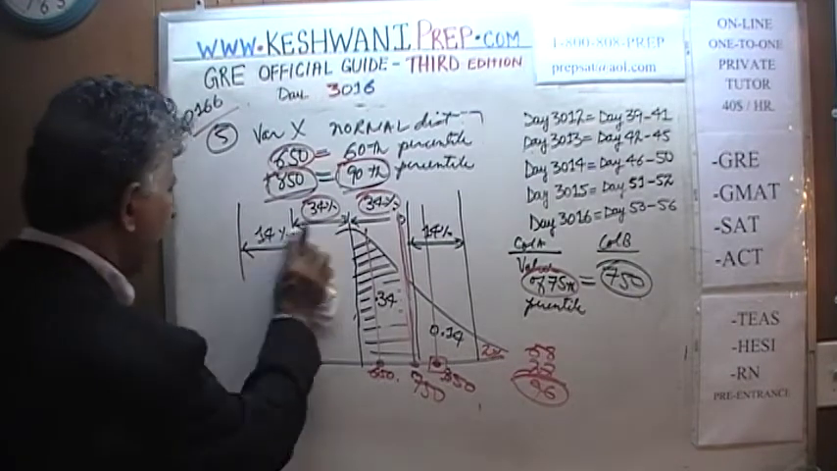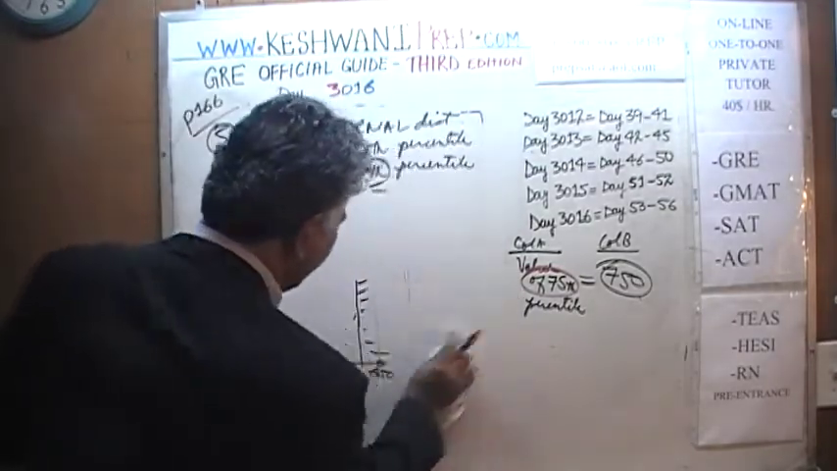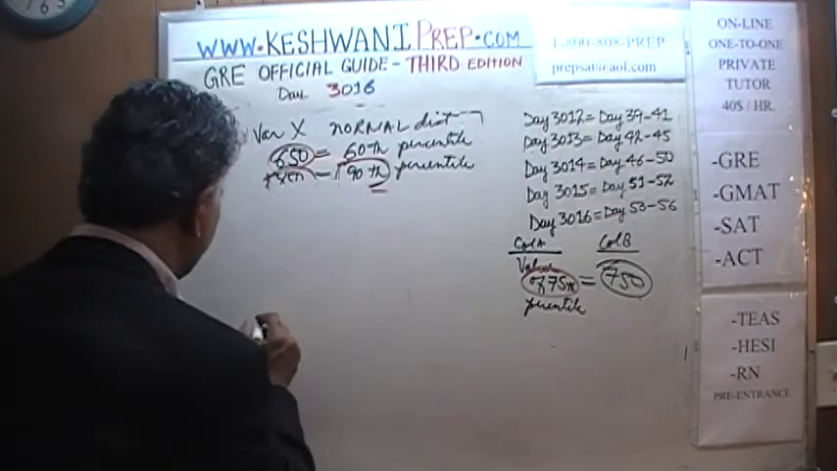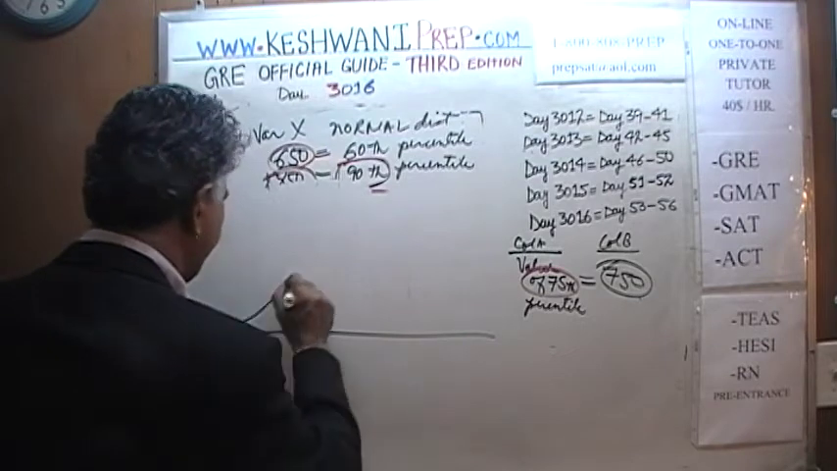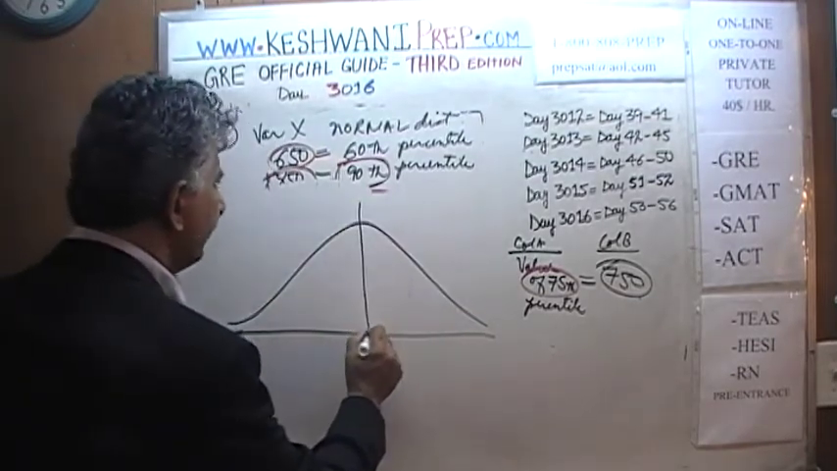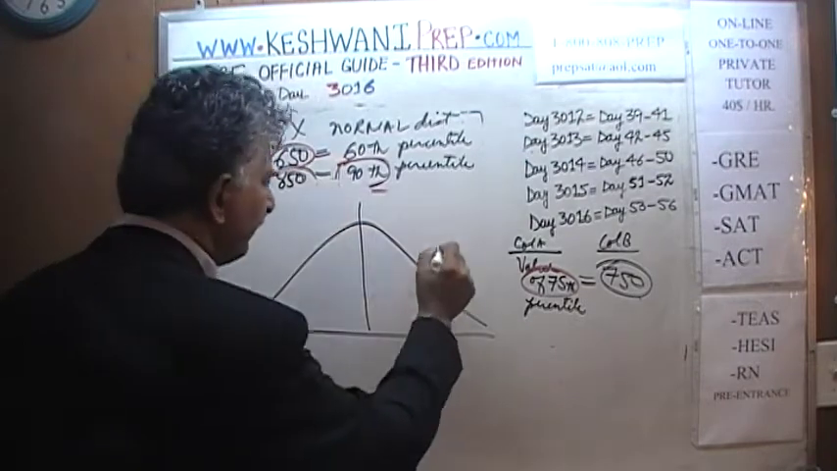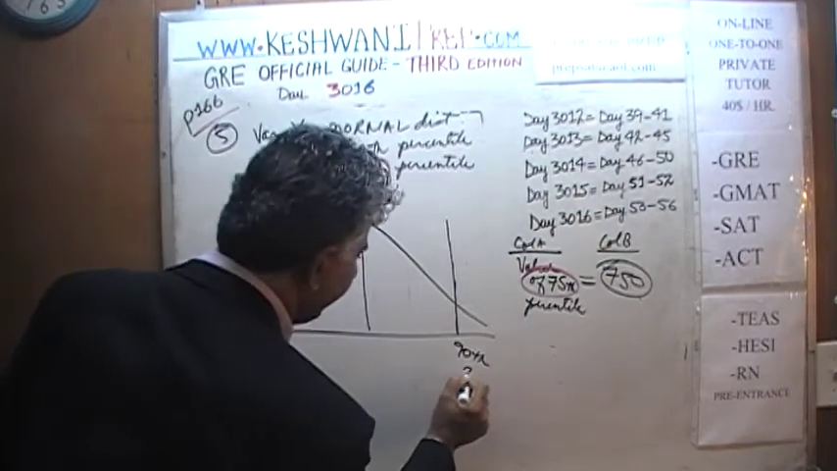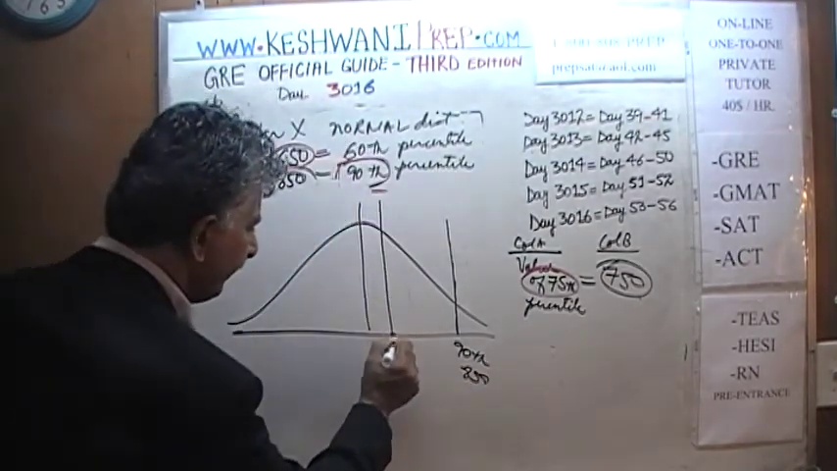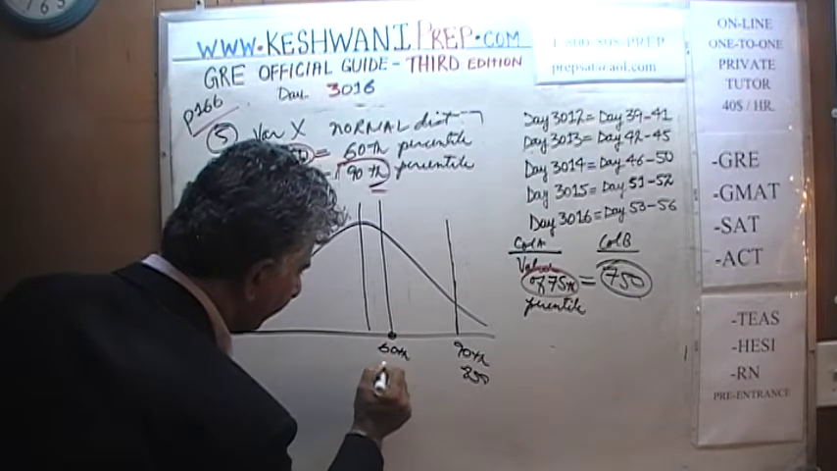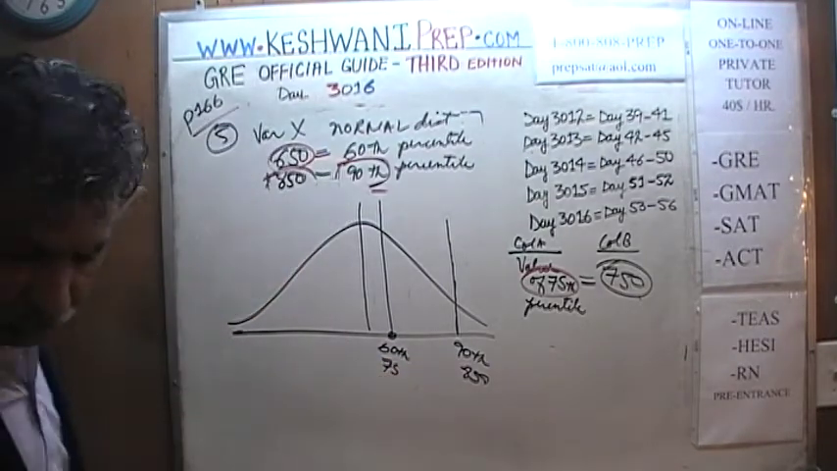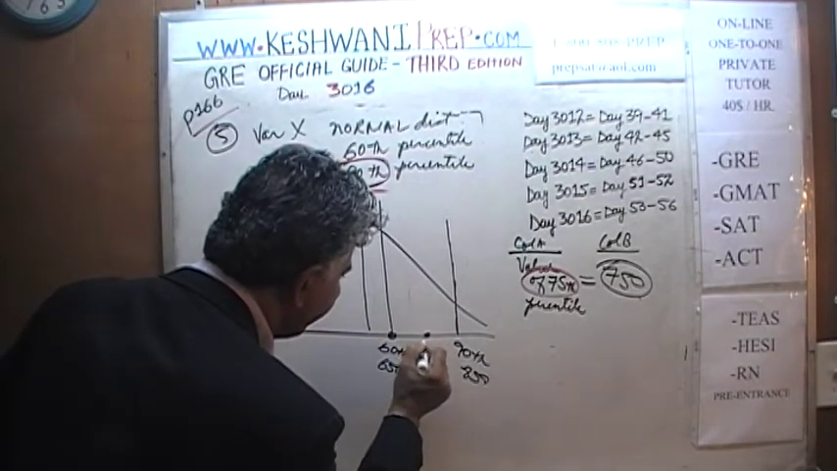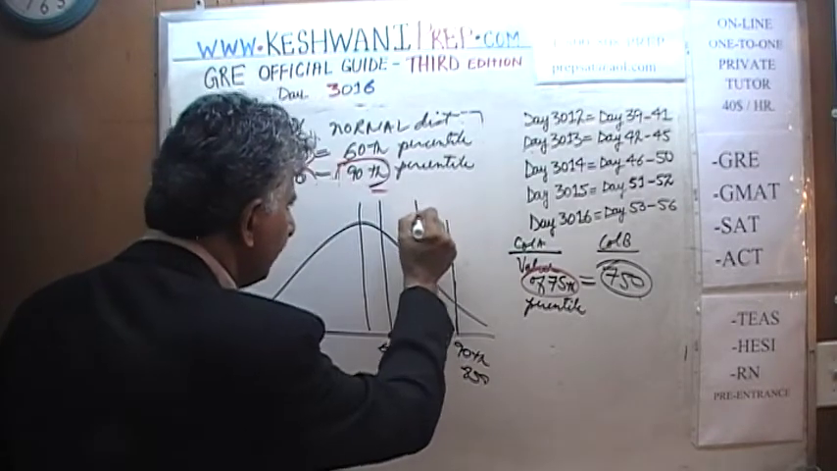Let me redraw. This is getting too crowded. I made it far too complicated. Instead of turning this into a lecture on the normal distribution, let me just do the problem. This is 50th percentile. We are told that 850 is 90th percentile, way over there, somewhere here. And that's the score of 850. 60th percentile is going to be somewhere here, and that's a score of 650. 750 is right here.